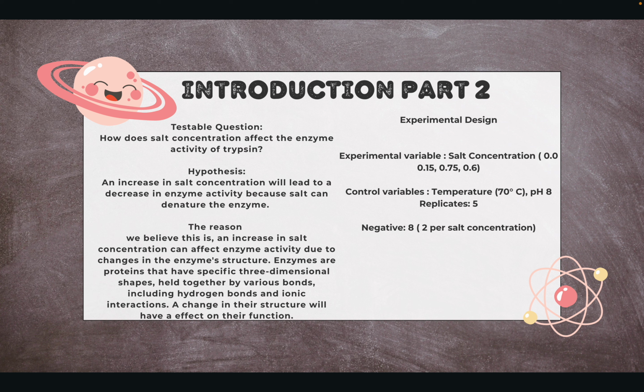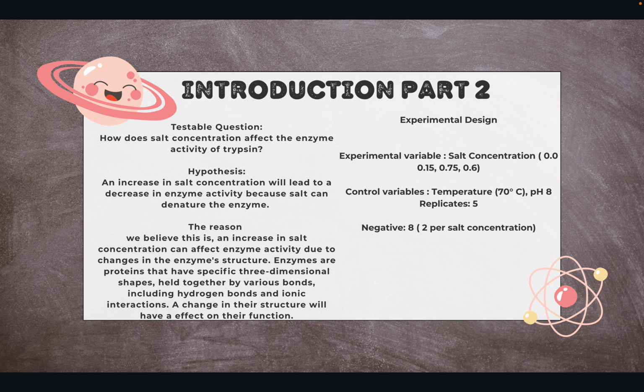So our experimental variable was salt concentration. We used four different concentrations: 0, 0.15, 0.3, and 0.6. Our control variables were temperature and pH. We used a temperature of 70 degrees Celsius and a pH of 8.